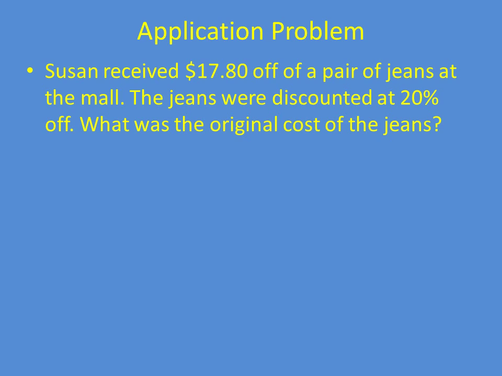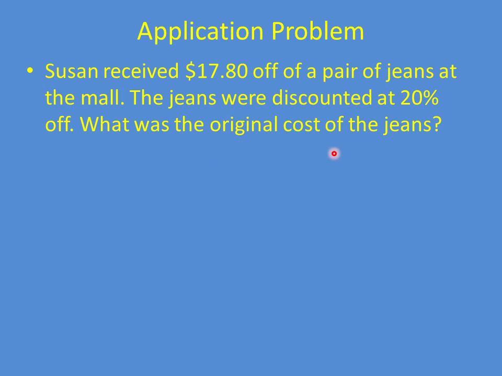Next, I have to look at my other number. My other number is $17.80. I need to think about that number. What is it going to be? Is it part or is it a whole? Well, let's read my problem again and think about this. It says that Susan received $17.80 off of a pair of jeans at the mall. The jeans were discounted at 20%. What was the original cost of the jeans?